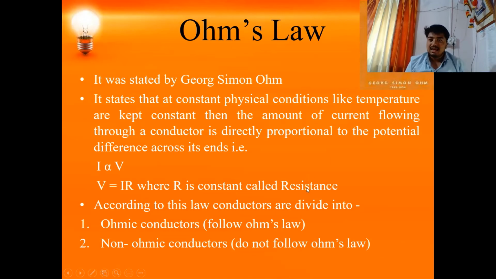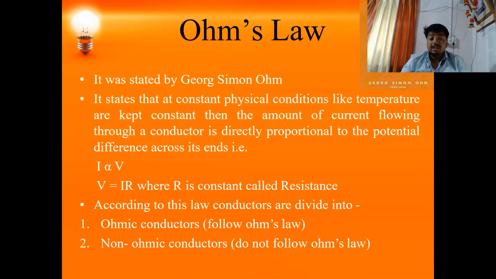Now what is this resistance? Resistance is the opposition to the flow of charge. We'll study this later. Now according to this law, Ohm divided all the conductors into two major categories. They are called ohmic conductors and non-ohmic conductors. Ohmic conductors tend to follow Ohm's law. That is, I is linearly proportional to V. This is followed by ohmic conductors.